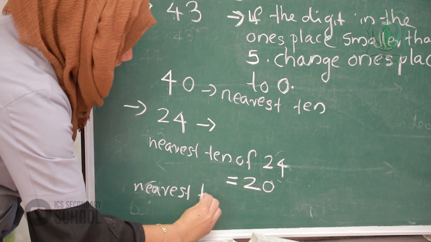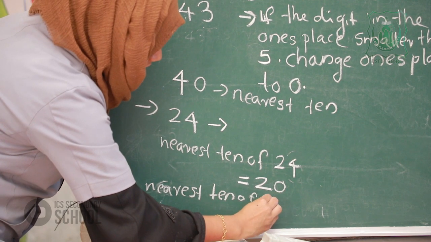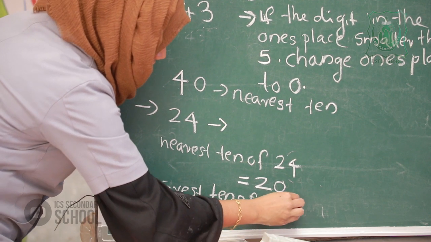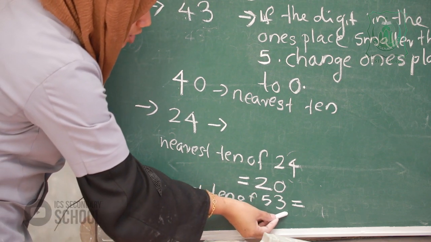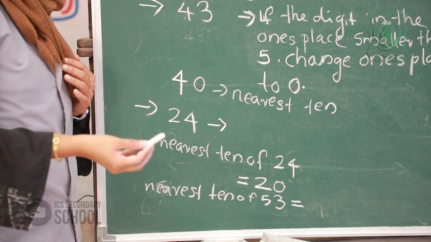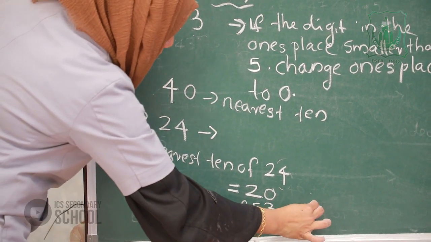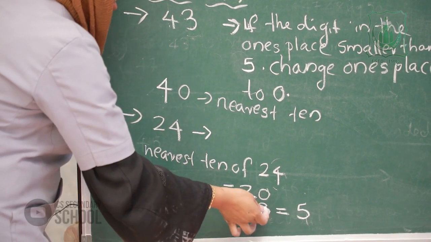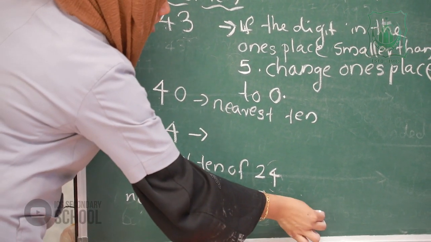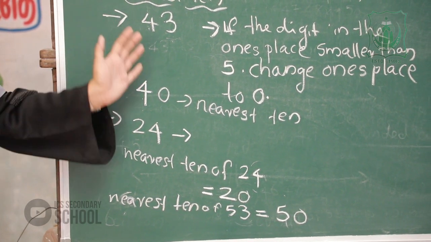Nearest 10 of 53. In the same way, if the number in the ones place is smaller than 5, there is no change in the tens place. Write the tens place, then change the ones place to 0. You got it?